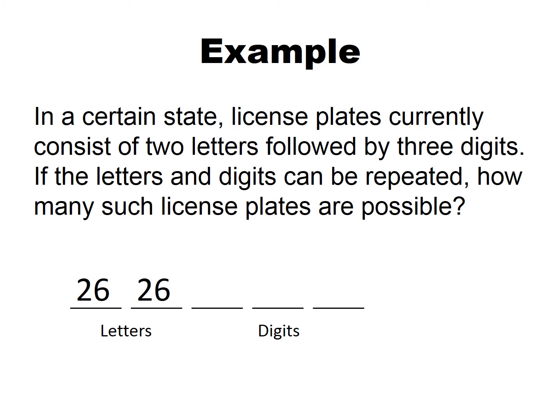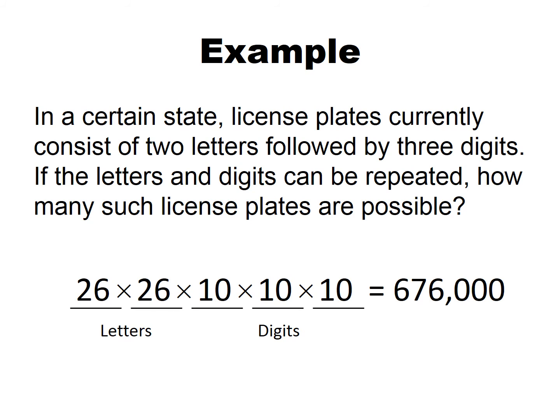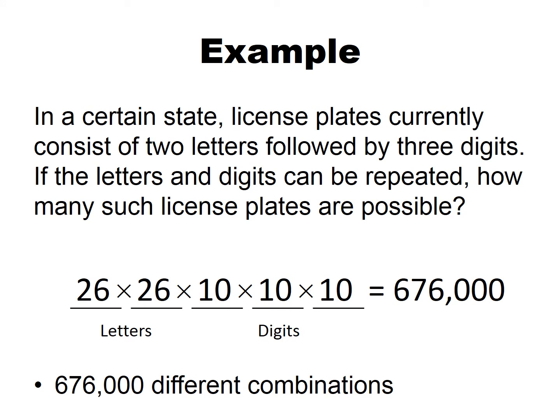Now my first digit, well, that can be anywhere from 0 to 9. So there's 10 different digits. The second digit, again, I can repeat that first digit. So if the first digit were a 5, the second could also be a 5. So I've still got 10 digits to choose from. Same for the third. And so now I just multiply those and do that arithmetic. I get 676,000. So there are 676,000 different combinations of license plates that are possible.